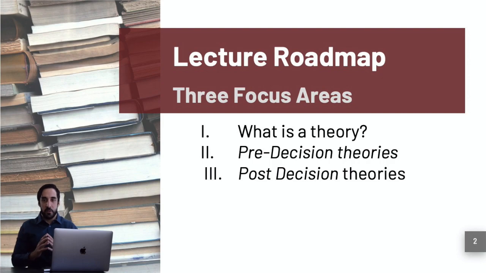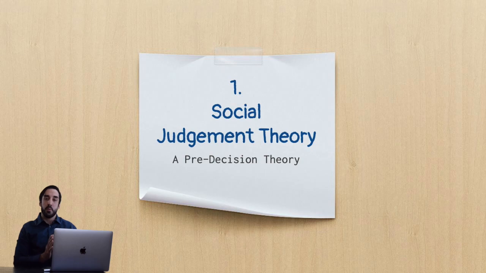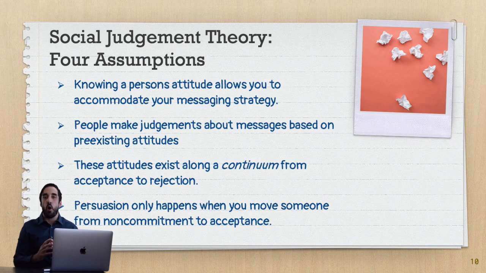As we begin to think about those different theories of persuasion, I want to distinguish the first pre-decision theory as social judgment theory. When we think about social judgment theory, it's important to acknowledge that it has 4 distinct assumptions that help it build its worldview. Remember, we talked about how all theories have assumptions which precede things like the concepts that help us understand the way that it views the world around it.